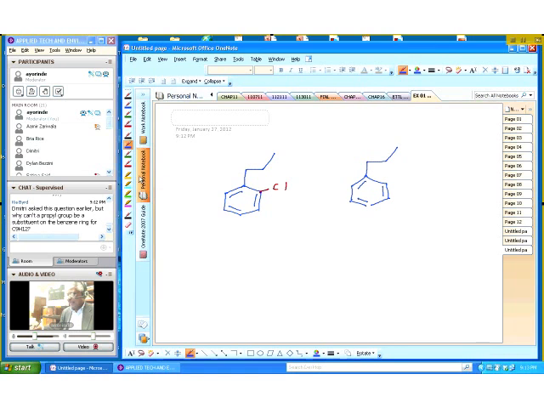That would be consistent with the data that they're giving us. Yes, that would be correct, Bray. Because this is an ortho-para director, so we have the ortho and the para. Yes, this also could be correct. The propyl could be correct.